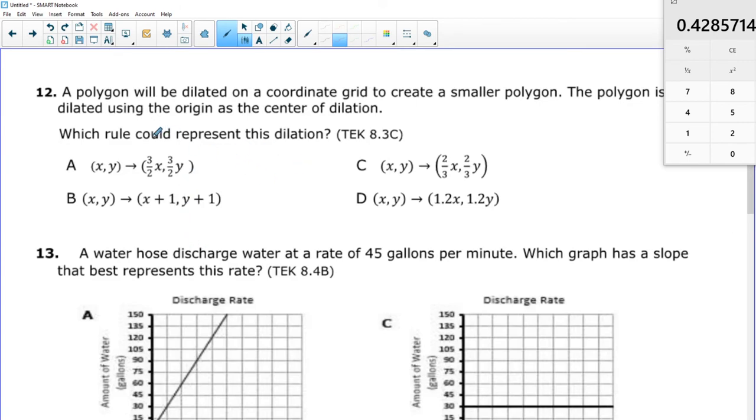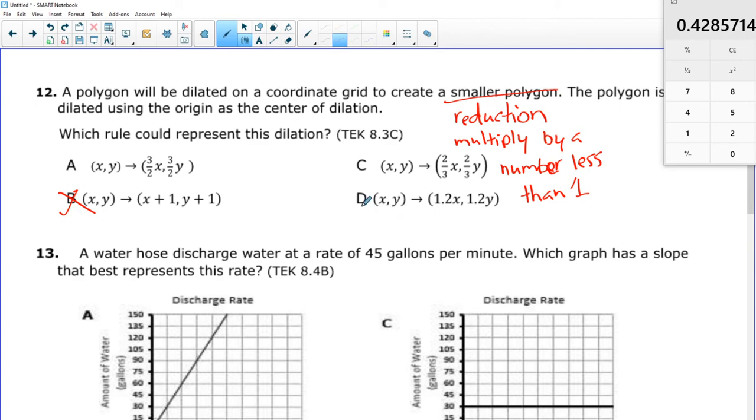Polygon dilated to create a smaller polygon. This is a reduction, which means we want to multiply by a number less than 1. So we look at our answers. We can get rid of the one that's not multiplying at all, because that's just not a dilation. And then we just want to pick which of these 3 is being multiplied by something less than 1.